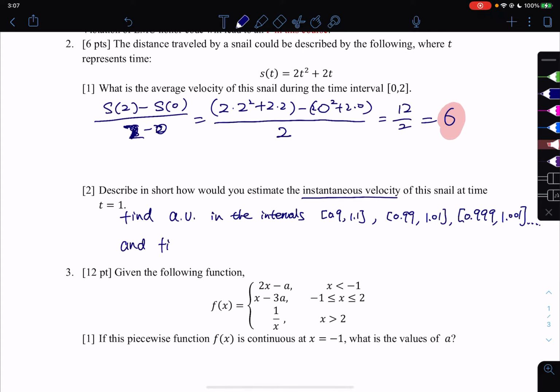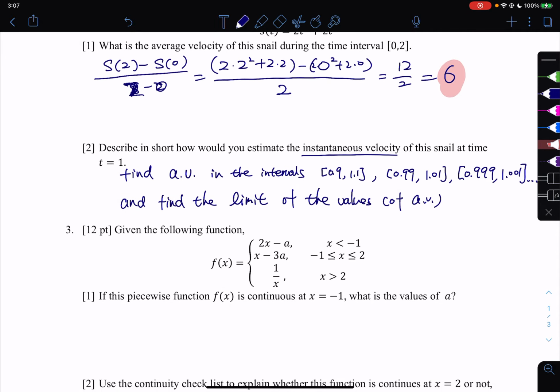And find the limit of the value of the average velocity, right? So basically find a sequence of average velocities and try to observe the general trend and do an educated guess based on that.